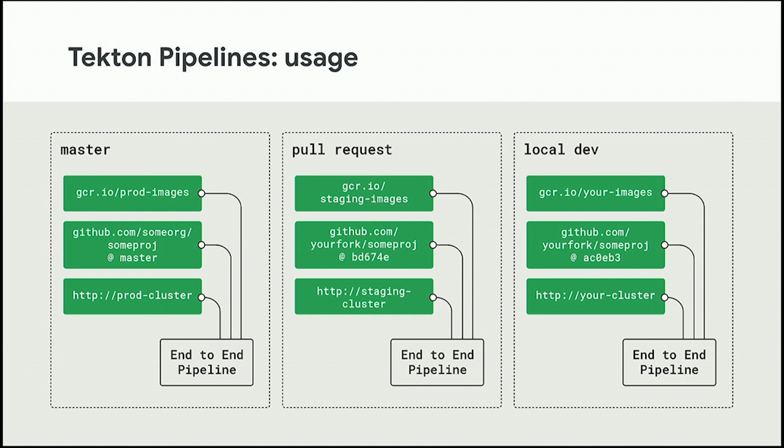And decoupling this runtime information gives us a lot of power, because suddenly you can take the same pipeline that you use to push to production, and you can safely run it against your pull requests. Or you can shift even further left, and suddenly your contributors can run that same pipeline against their own infrastructure.